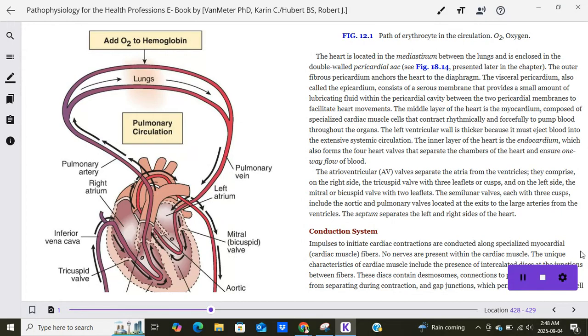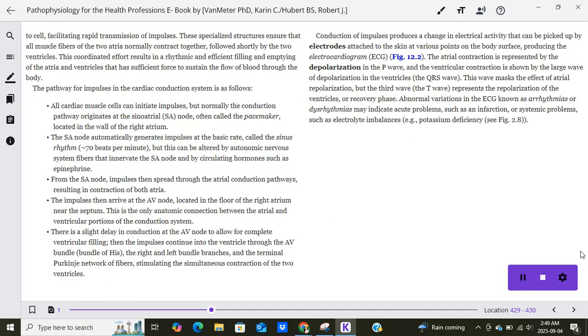Conduction system. Impulses to initiate cardiac contractions are conducted along specialized myocardial, cardiac muscle, fibers. No nerves are present within the cardiac muscle. The unique characteristics of cardiac muscle include the presence of intercalated discs at the junctions between fibers. These discs contain desmosomes, connections to prevent muscle cells from separating during contraction, and gap junctions, which permit ions to pass from cell to cell, facilitating rapid transmission of impulses.